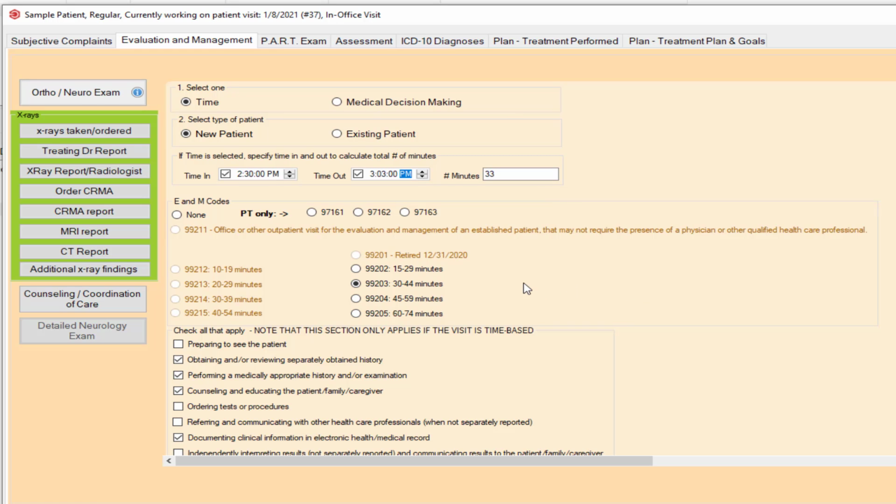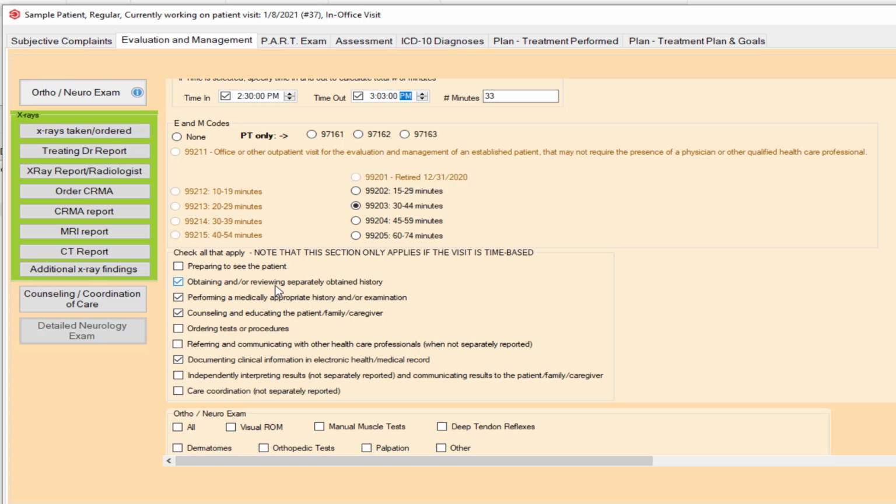All right, and now as I go down a little bit, my program actually deactivates the established patient codes because I said it was a new patient. So I'm only looking at the new patient codes, 99202 through 99205. And I already had it programmed so that whatever the total time is in minutes, bam, I've got the right code, which is 99203, which is 30 to 44 minutes. Now, those other things I showed you, like I default automatically to these things, obtaining and or reviewing separately obtained history, and so on. It's already checked off for me. If I need to deselect something or add something, I certainly could do that, but at least I've got that. So doctors, that's how we can do that really quickly.